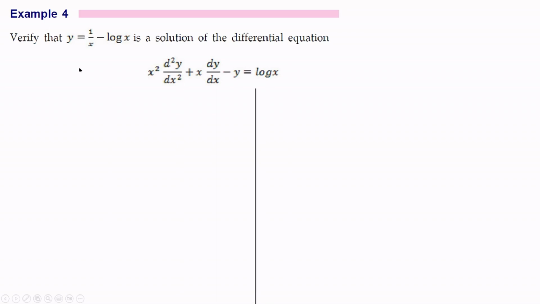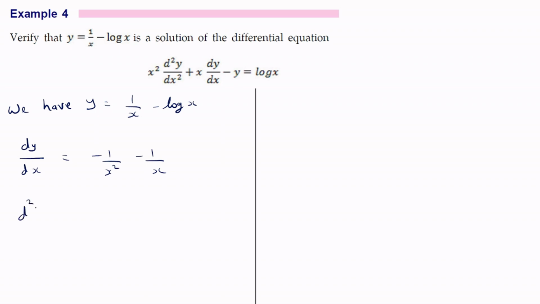Next question, verify that y equal to 1 by x minus log x is a solution of the differential equation x square d square y by dx square plus x dy by dx minus y equal to log x. So here we have the solution, y equal to 1 by x minus log x. In this differential equation we have dy by dx and d square y by dx square, so we have to find up to the second order derivative. First let us differentiate with respect to x. Dy by dx equal to minus 1 by x square minus 1 by x.